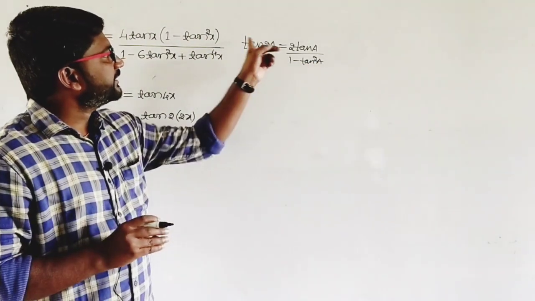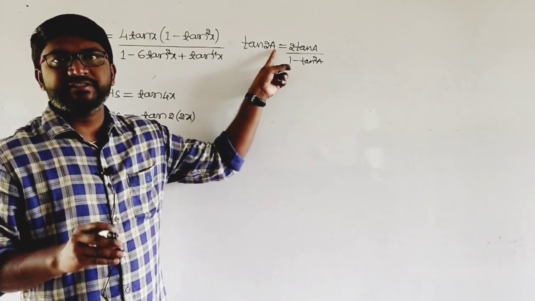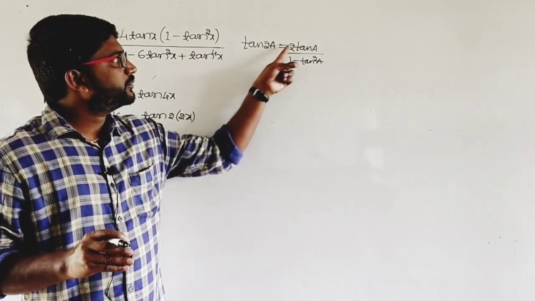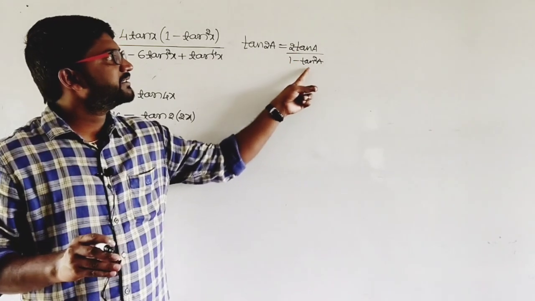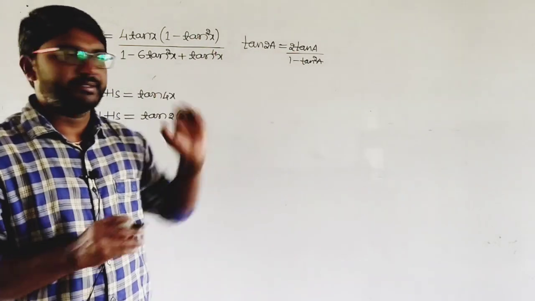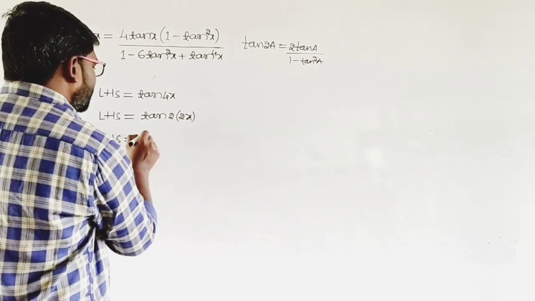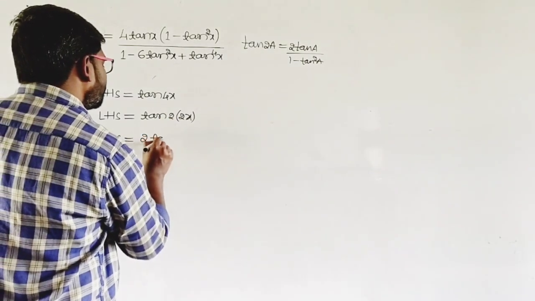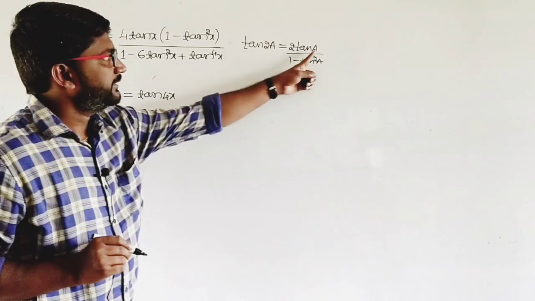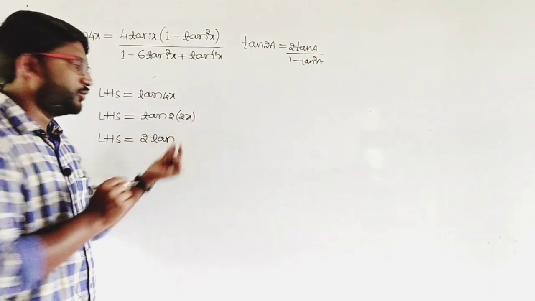In our earlier classes we have used small x as the angle: tan 2x equal to 2 tan x divided by 1 minus tan square x. So the angle can be anything. So now it is in the form of tan 2A. Let us apply the formula. 2 tan A. In place of A we have to write 2x.